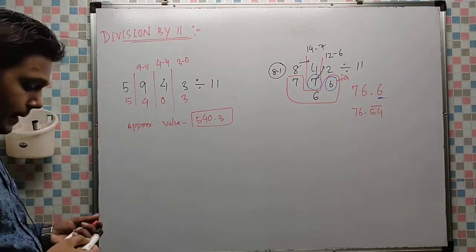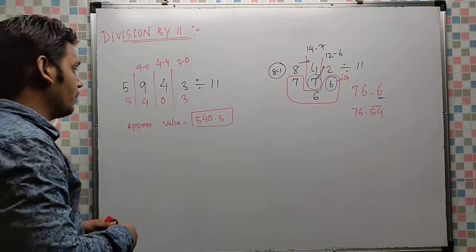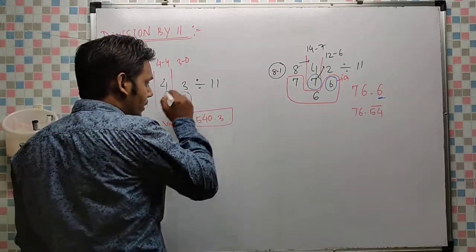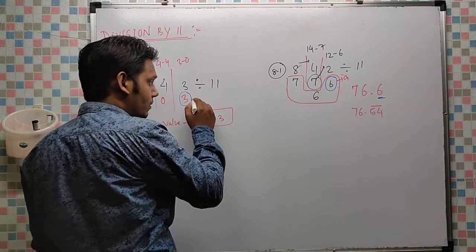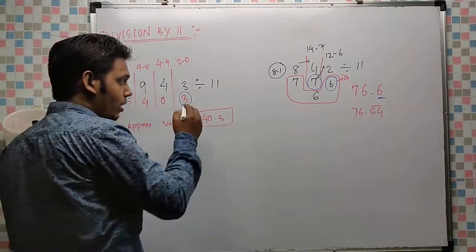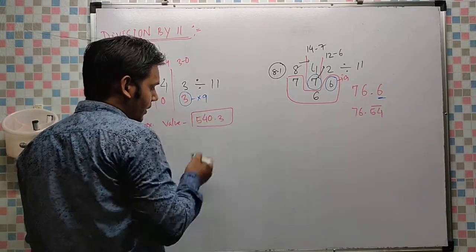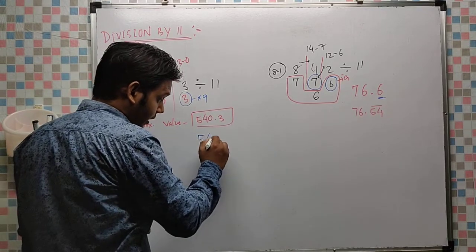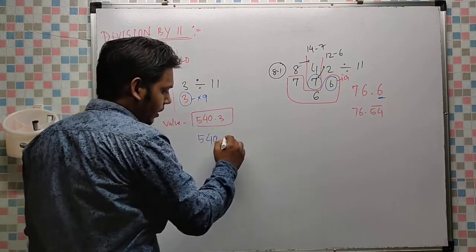Otherwise, if you want the exact value, then what you have to do? The last one is the remainder. I always told in the previous numbers also, 3 into 9 you have to do. 3 into 9. That means 540. 3 into 9 how much?